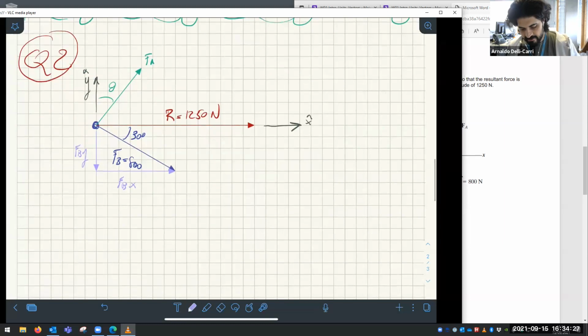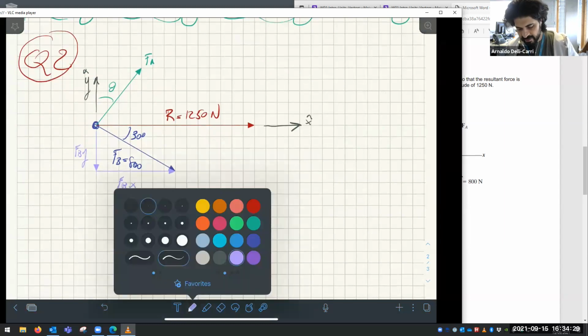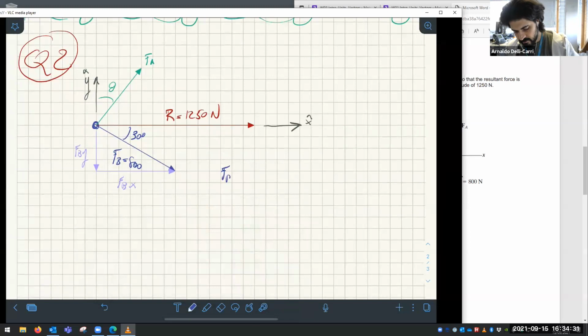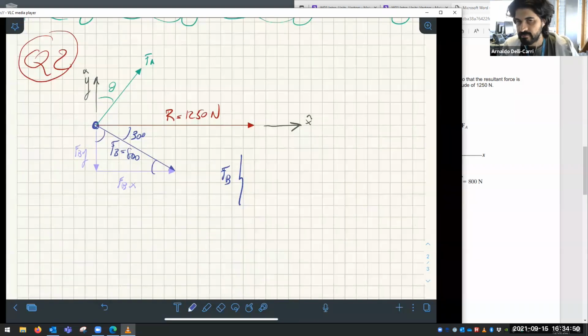So split FBX. How do I find FBX? Come on, help me out. What's the angle that we know? What's the angle that we don't know? So first of all, which one is the angle that we know? Is it this one or this one? Top or bottom? Bottom. That's correct. So we know that this is 30 degrees.